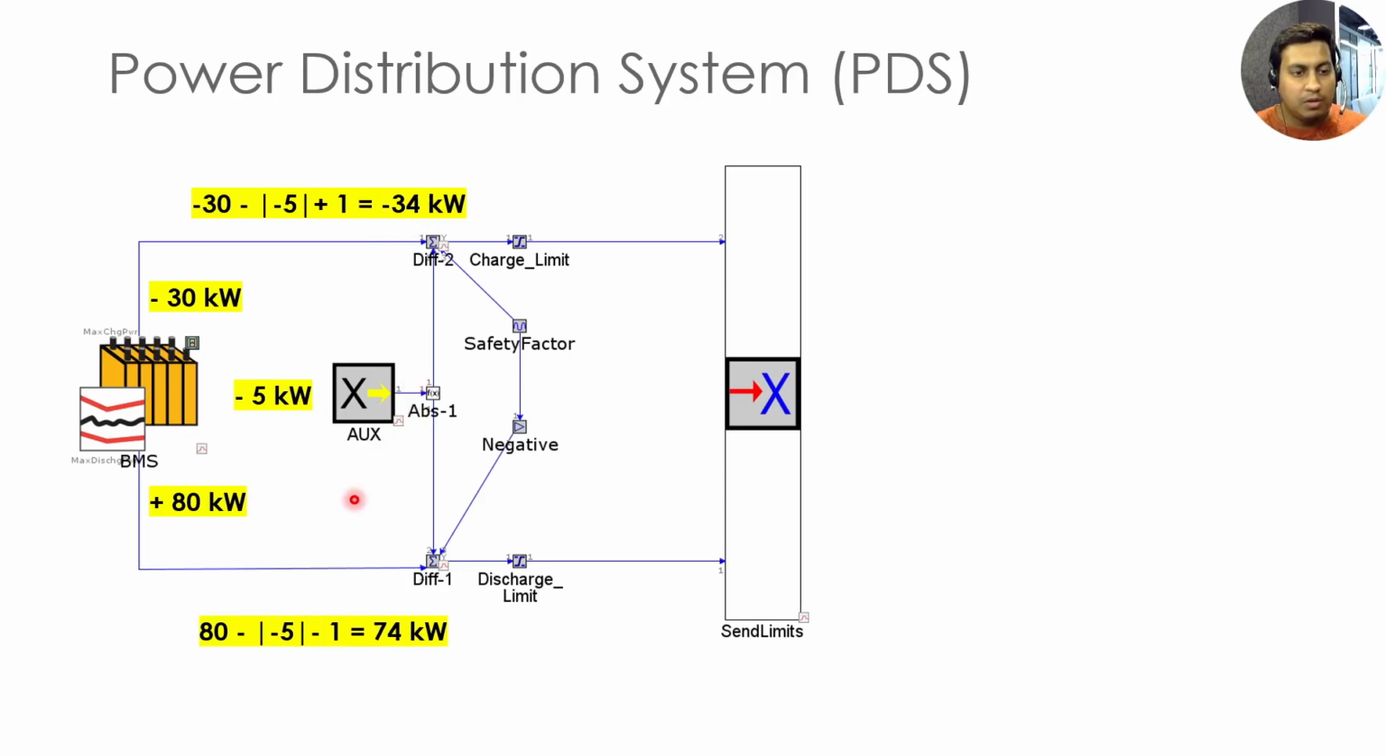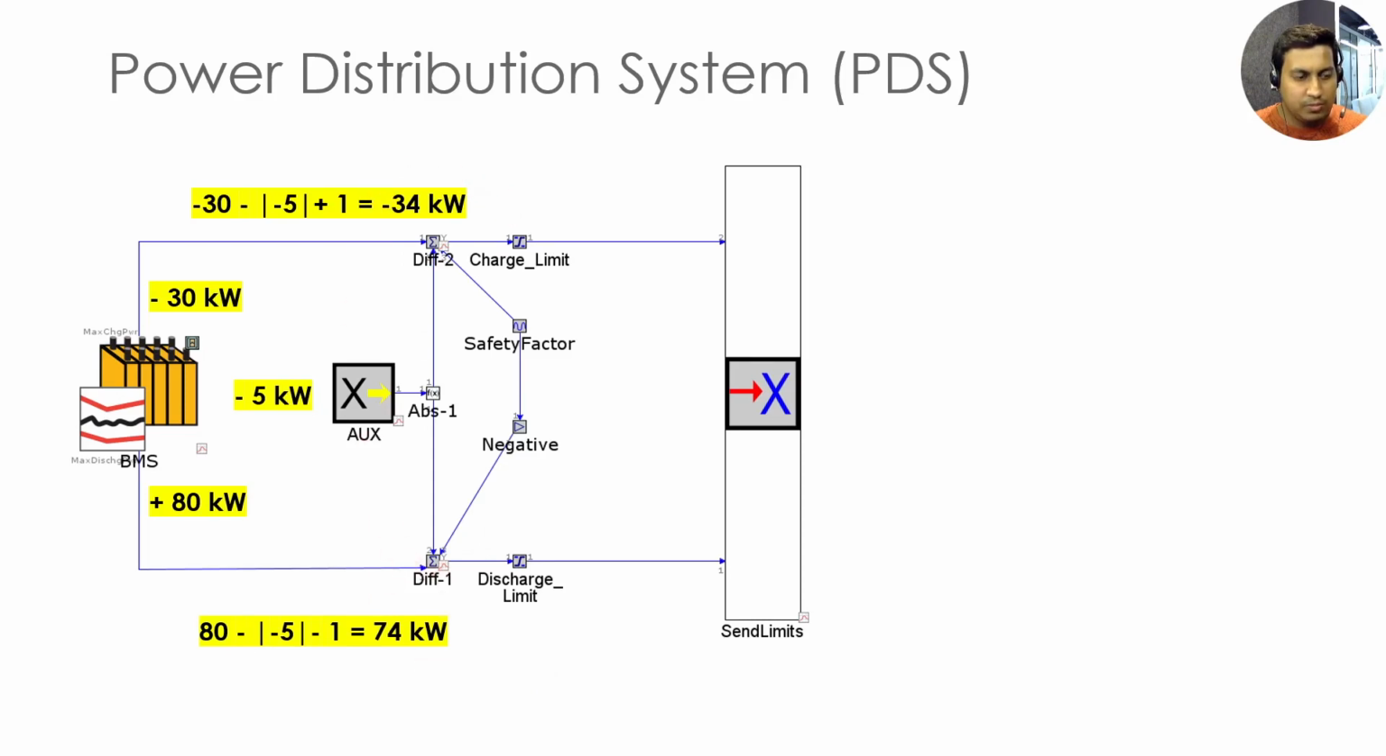On the other hand, when we are discharging, the battery now acts as a power source and the auxiliary load along with the motor acts as power consumers. So the net sum of power consumers should be within the battery limits. So in this case, we simply subtract 80 minus 5, which gives you 75, and then considering a safety factor of 1 kilowatt, we eventually get 74 kilowatts.